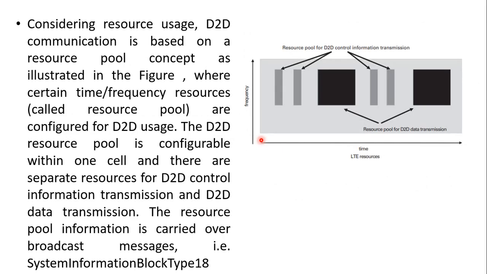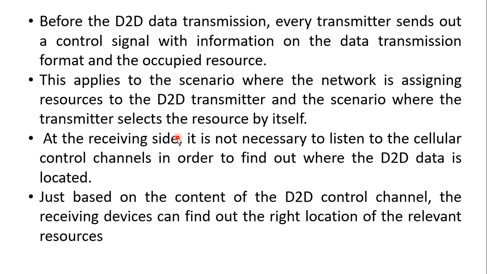So we also saw how the resource pool is utilized and how the information will be carried over the broadcast message in the previous class. Now we will see how data transmission occurs in D2D communication. Before the D2D data transmission, every transmitter sends out a control signal with information on the data transmission format and the occupied resource.